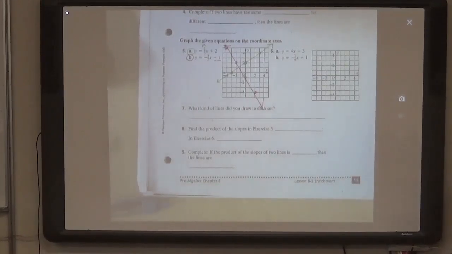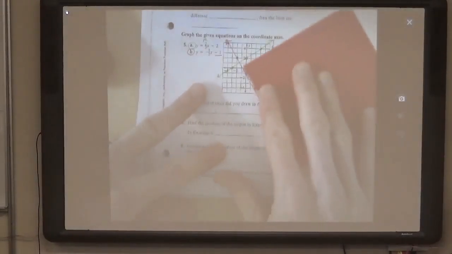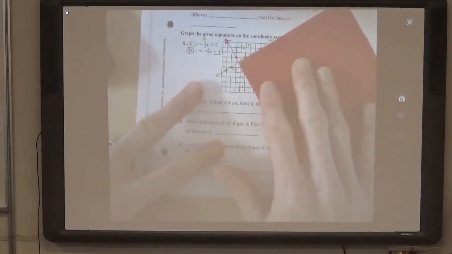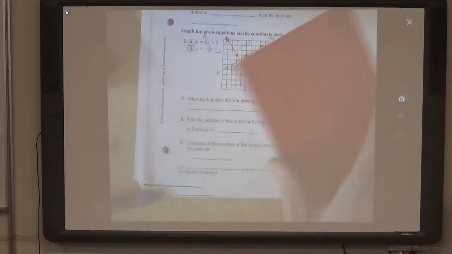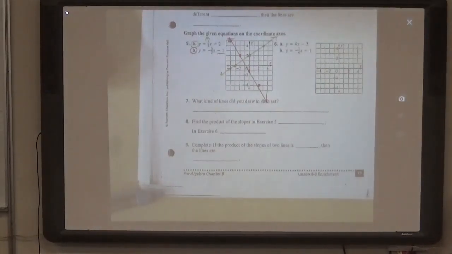Okay? What kind of angle does this form? Look at this. What kind of angle does that form? It's a right angle. Yep. What are the degrees of a right angle? 90 degrees. Do you think that's a coincidence? All right, let's do the next one and see if we see the same pattern.